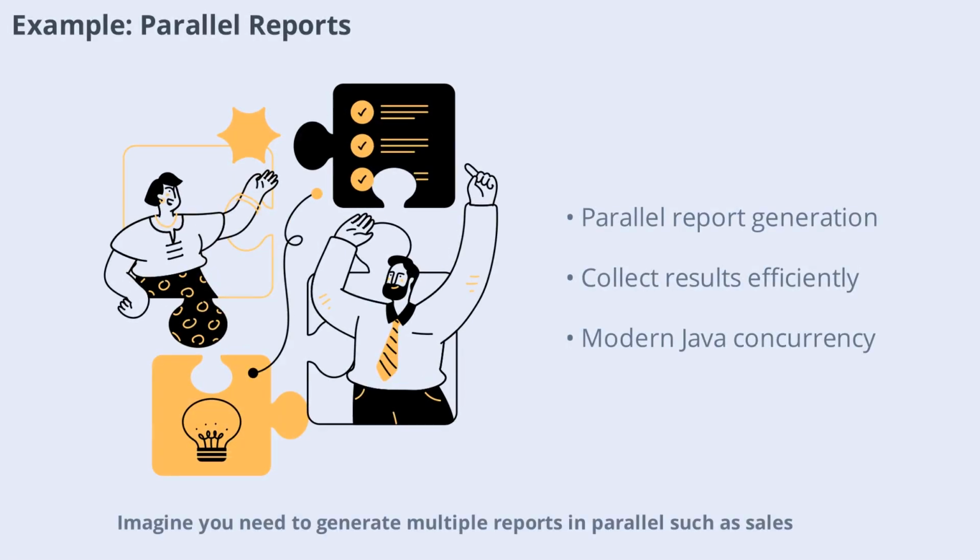Imagine you need to generate multiple reports in parallel, such as sales, inventory, and revenue. With virtual threads and CompletableFuture, you can launch each report generation as a separate task. Once all reports are ready, you can collect their results and process them together. This pattern is efficient and easy to implement with the new Java features.